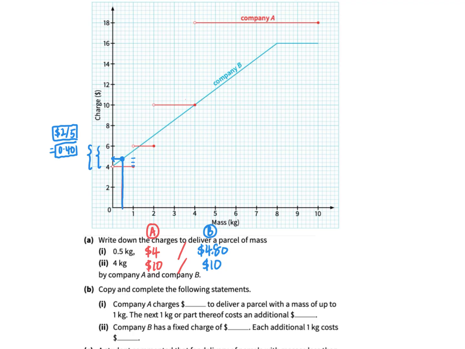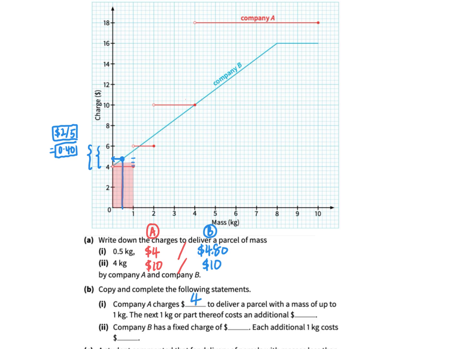Okay, next one, it says company A charges how much dollars to deliver a parcel of up to 1 kg. So company A is here. Up to 1 kg is this point. So up to 1 kg, no matter what mass you are, they are going to charge you $4 for delivering the parcel. So that's $4, fixed $4.